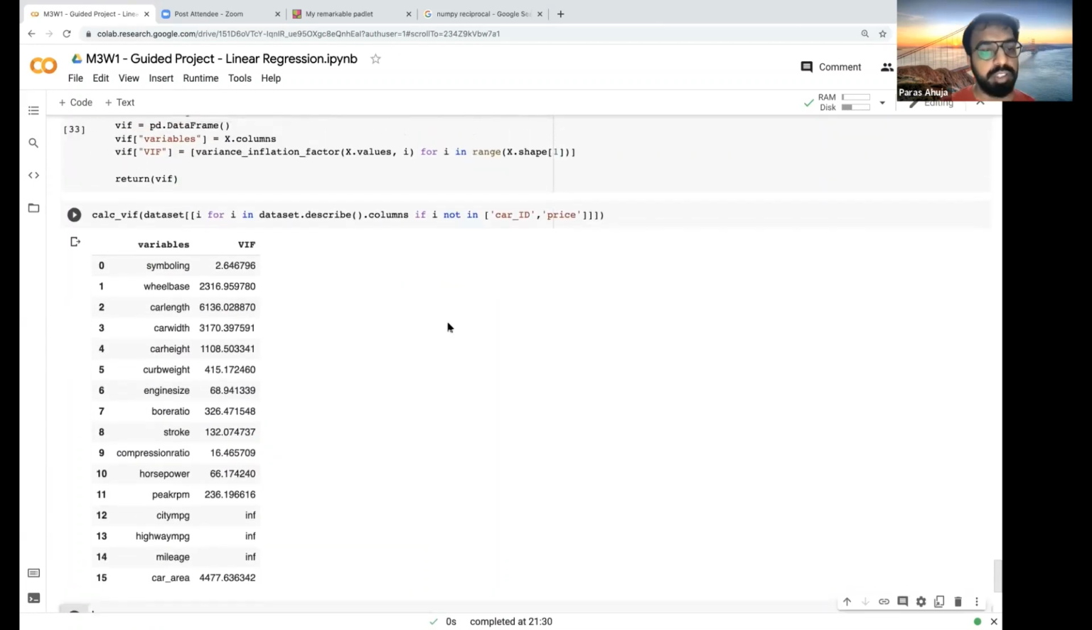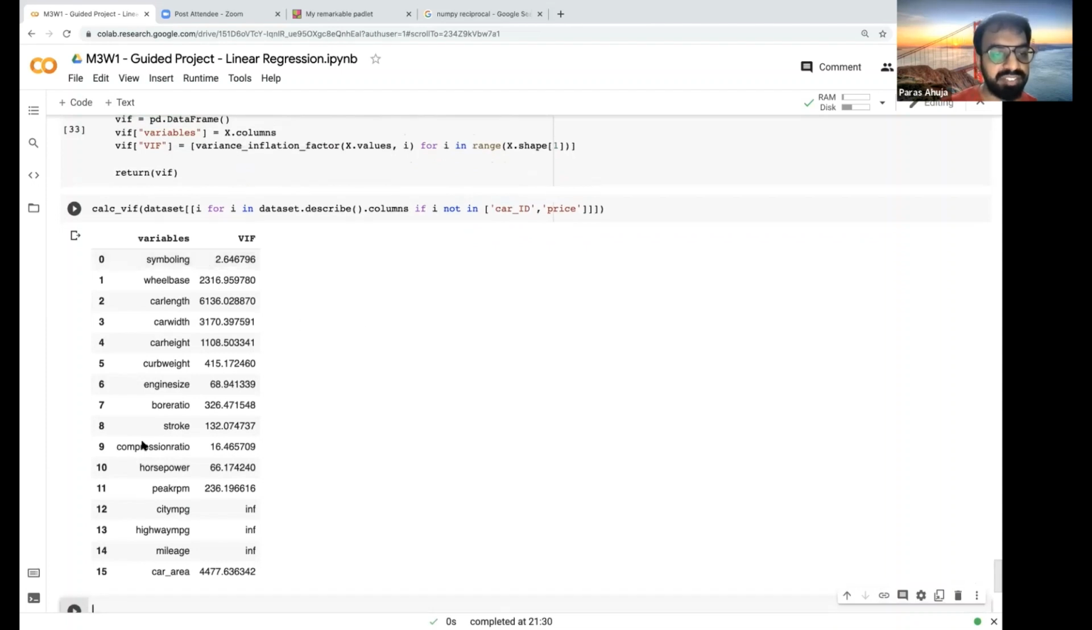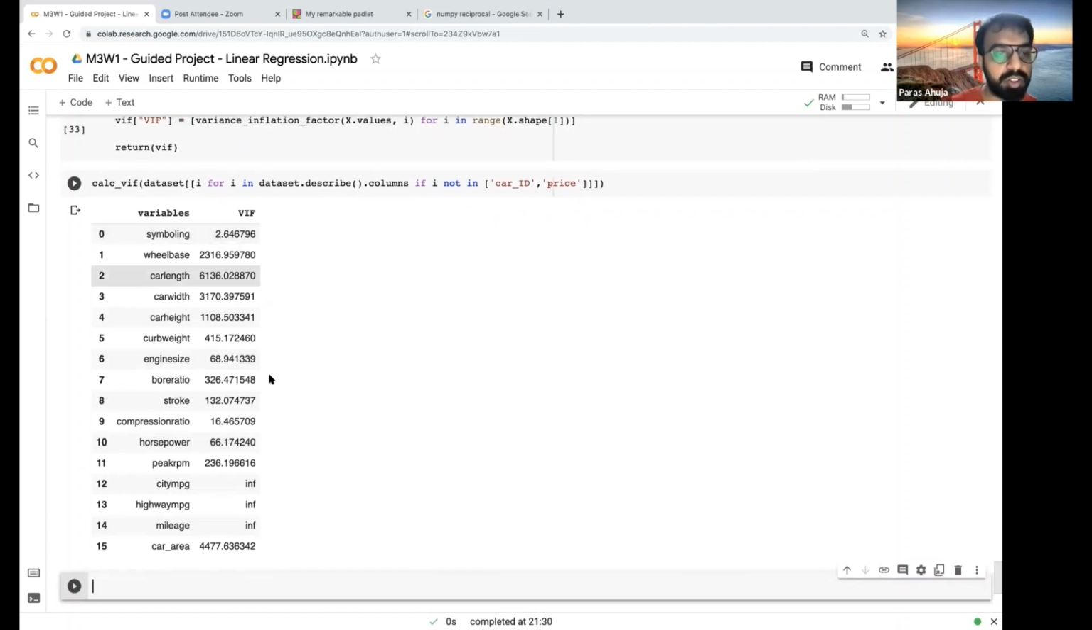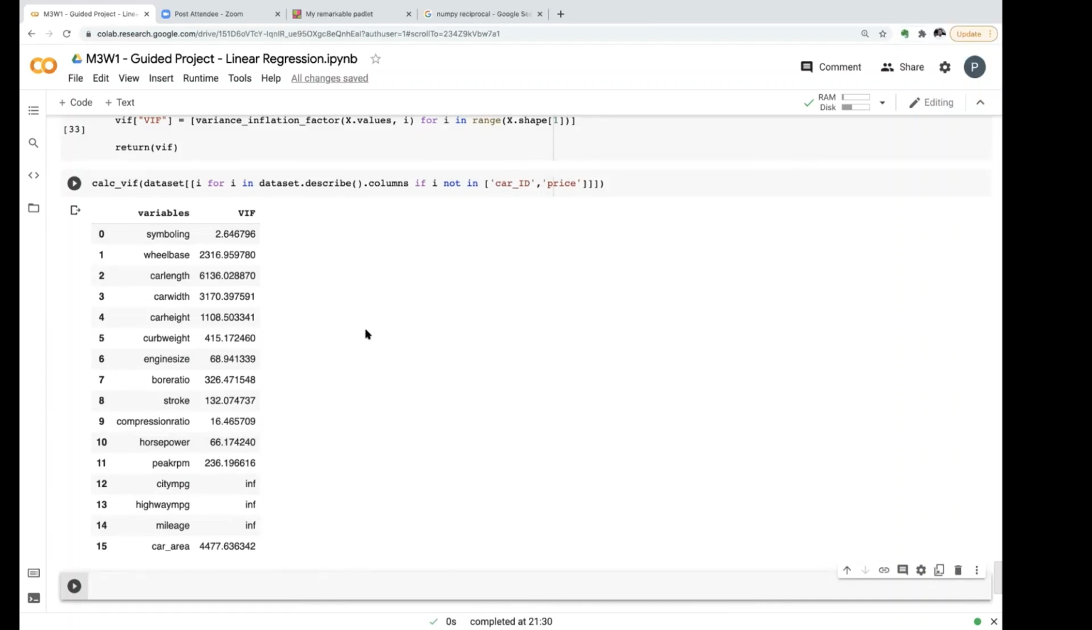Okay. Now what I have with this VIF, any inferences that you can draw from this VIF table? Yeah, I think most of them have more than 10, and it's also infinity. Right. So most of them have more than 10, right?